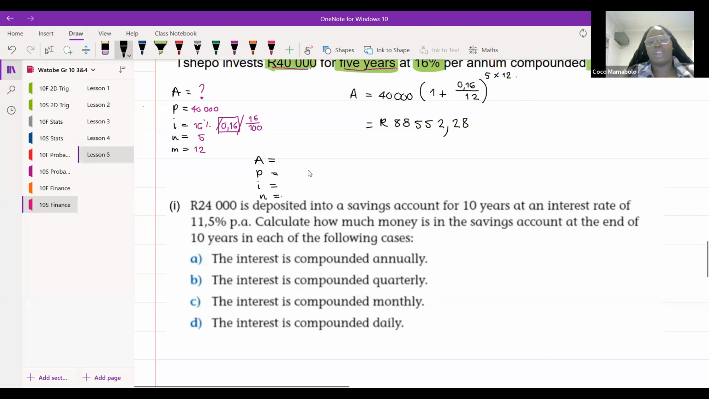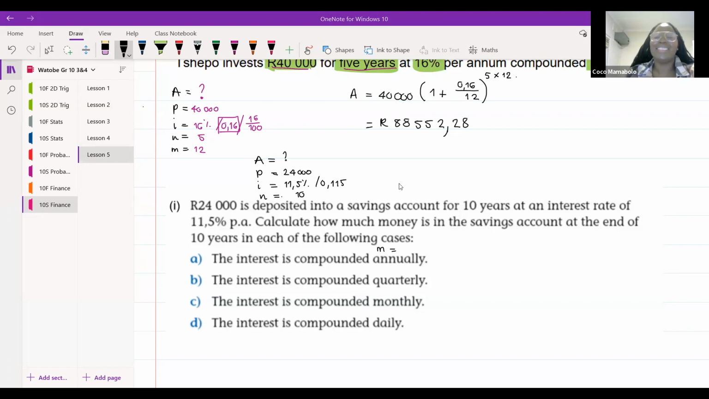So let's fill in the obvious. A is what we don't know. Our P is going to be 24,000. Our I is going to be 11.5%, or you can use 0.115, and our N is going to be 10 years. Now your M is going to be dependent on how each of these periods are compounded. The first one says, if the interest is compounded annually, what is M going to be equal to, peeps? What is M equal to?